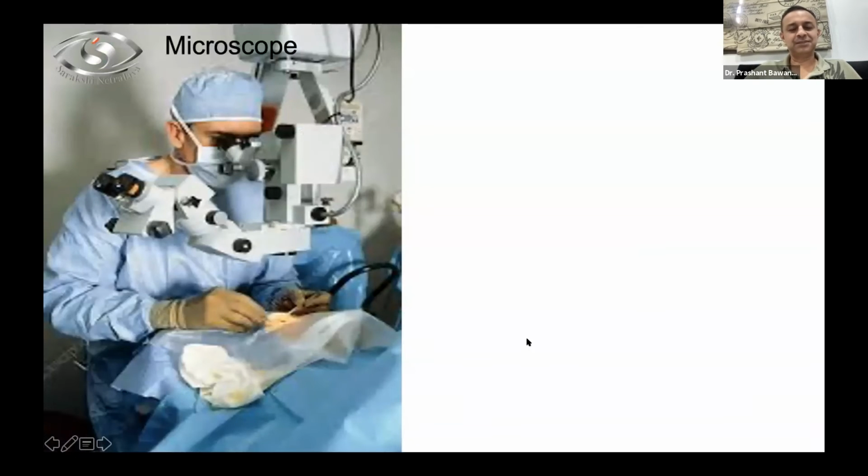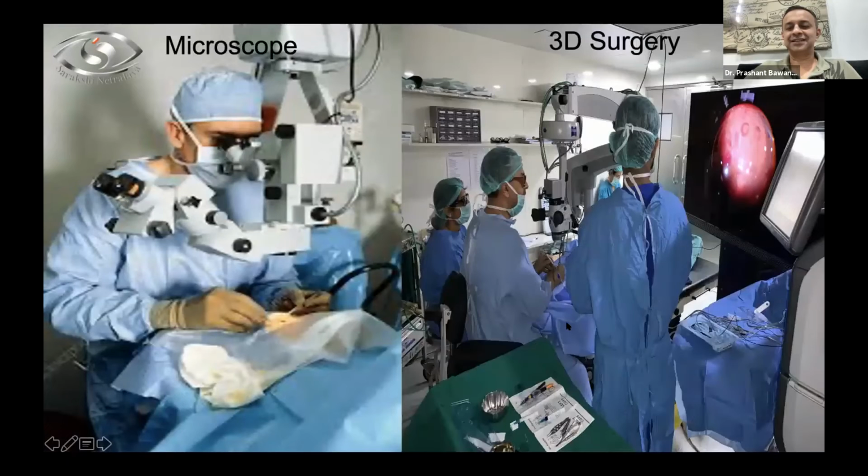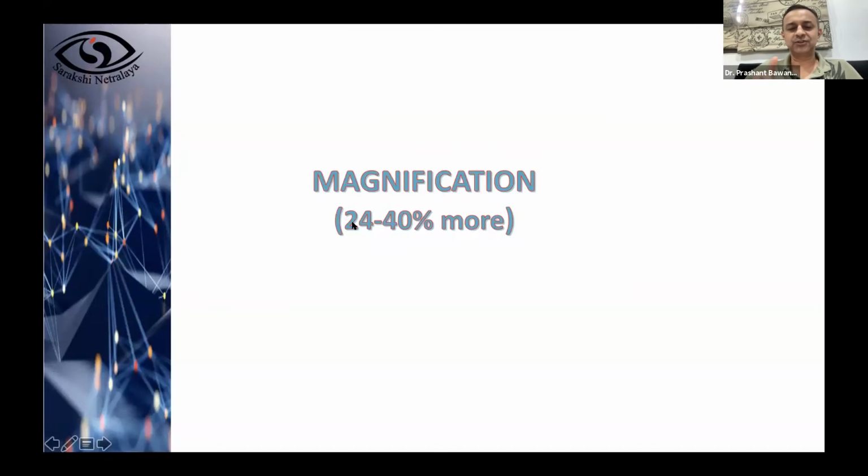Well, is it fashionable just to sit like this on a screen and operate, or does this system offer us much more? Let us go through this presentation. Dr. Pramod Bhende has already introduced us to the 3D, that is digitally. Exactly, this system offers about 24 to 40% more magnification than the highest magnification a digital microscope or a routine analog microscope can offer.